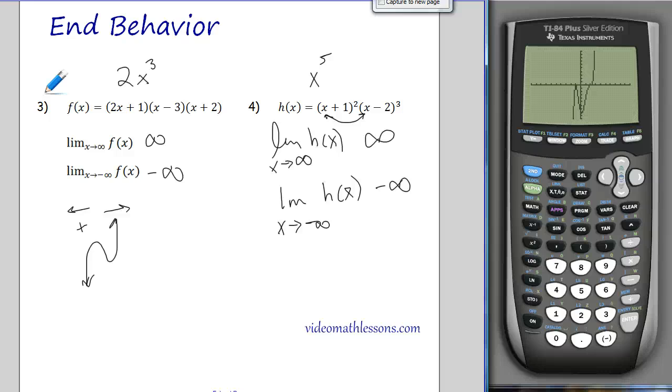And that's pretty much it. We can do end behavior with all the other functions also, and rationals, which we'll talk about in class.